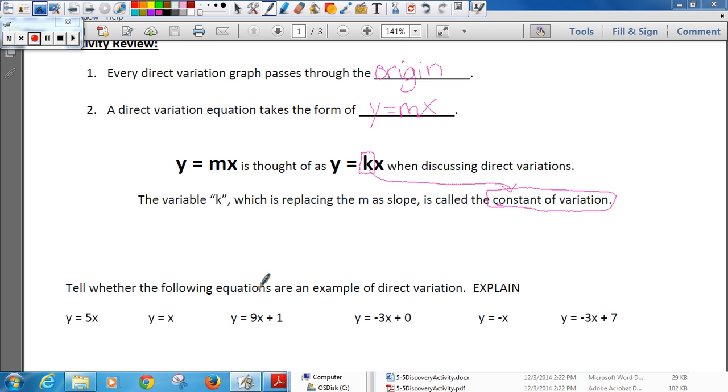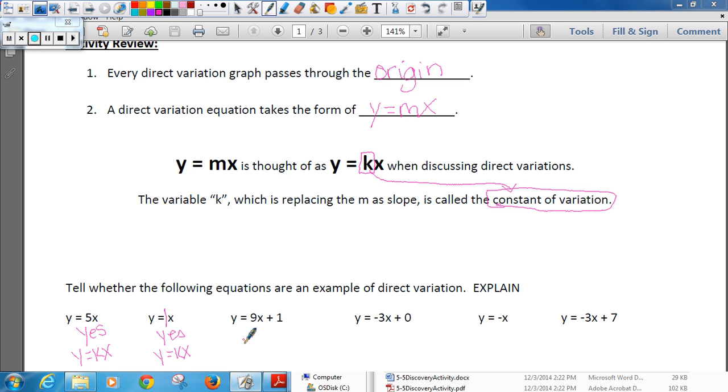So now we simply want to look at these and tell if they are an example of a direct variation. Why or why not. So if I look here, remember a direct variation is in the form y equals kx. This is in y equals kx form, so this would be yes. My next one is y equals x. Well, y equals x is the same as y equals 1x. So y equals kx. This would be yes. Again, it's in the correct form of y equals kx.